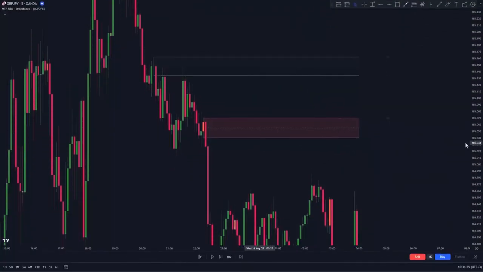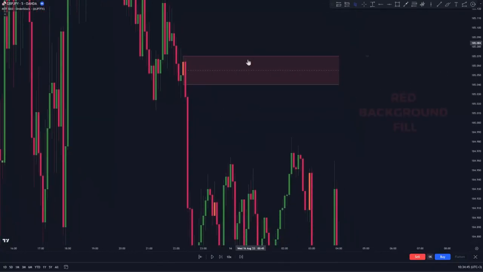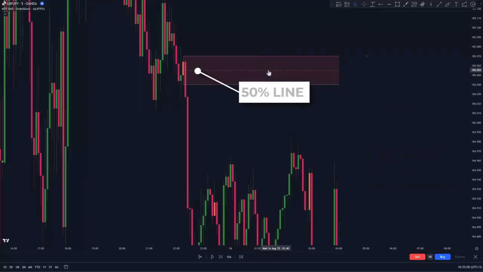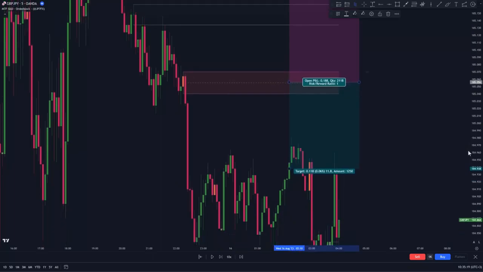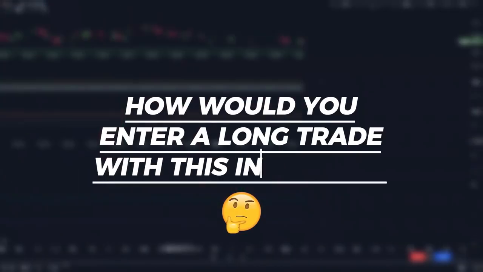The red zones, on the other hand, represent supply. These zones have a red background fill, then there is a pink line at the top, a purple line at the bottom, and the same green dotted 50% line in the center. Just like with the demand zones, the 50% line in the supply zones is where you'd look to enter your trades. Speaking of entering trades, how would you enter a long trade with this indicator?